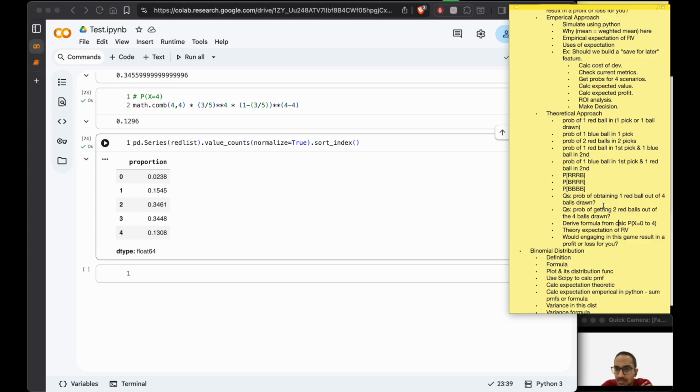So we derived the formula. Now we'll look at the expectation value.